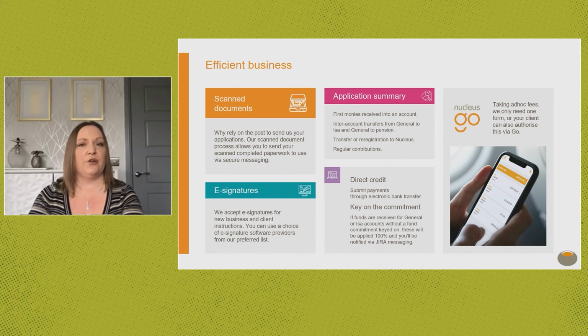And Nucleus Go is the client portal that lets your clients view their account online. They can also use their Nucleus Go account to set up a one-time authority for ad hoc fees. This means that once your client has authorised ad hoc fees, for as long as they continue to allow this, we don't need a further declaration form, enabling you to instruct an ad hoc fee without additional forms. But if they don't use Go and you still want them to authorise ad hoc fees, they can complete a form, and once we receive this, that ad hoc fee facility remains in place unless the client revokes it.